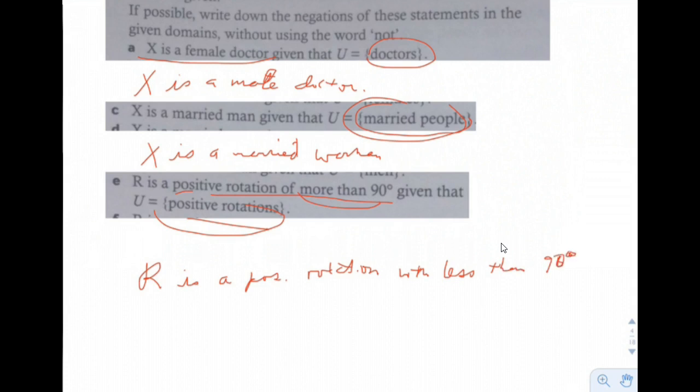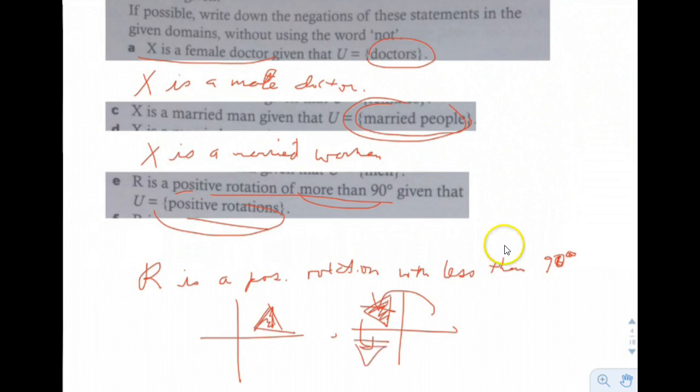A rotation is like if you have some shape here, and then you rotate it, it goes around the axis, and so it may look like this, or it may look like this. Okay, that's a rotation. And that's it for today.